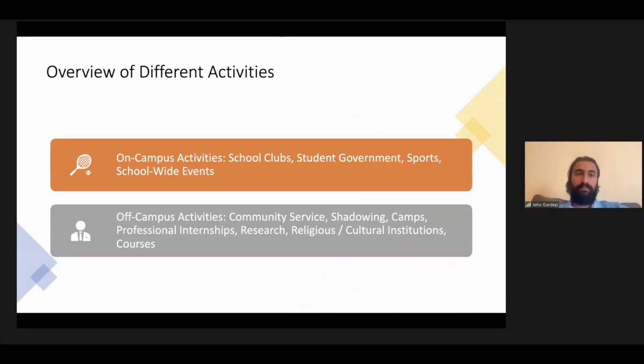Majors. So let's talk about the different types of activities. As a college admissions counselor, I typically break down activities into two types. The first type is the on-campus type of activity, where you're considering school clubs, student government or sports teams, as well as participating in school-wide events.